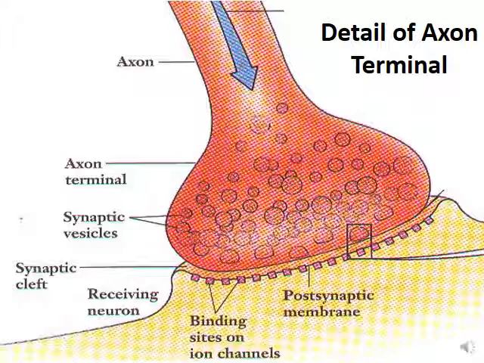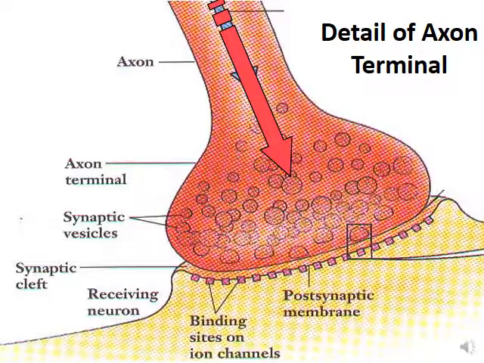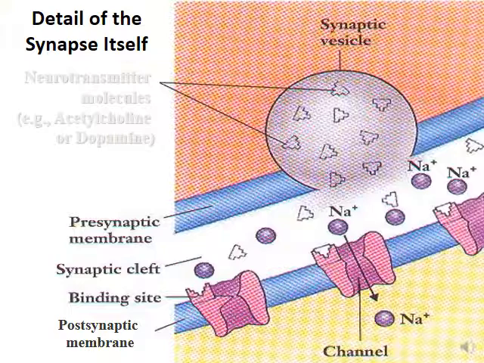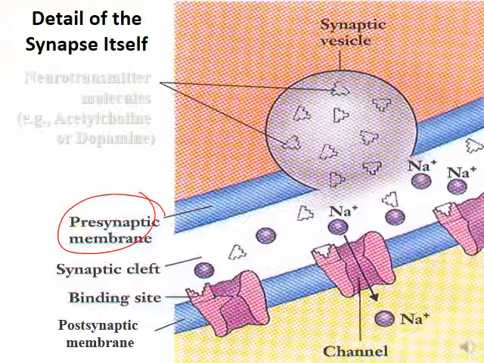These chemical messengers are called neurotransmitters. They are released from the pre to the post in the synaptic cleft, where they bind to the postsynaptic membrane through the binding sites. Here we have the presynaptic membrane. We have the synaptic vesicles that contain the neurotransmitter molecules, like for example acetylcholine or dopamine and others. They are released here in the synaptic cleft and they bind to the binding site on the postsynaptic membrane.